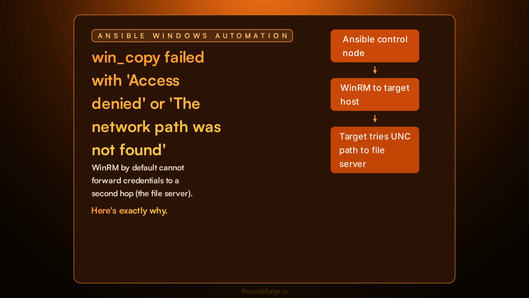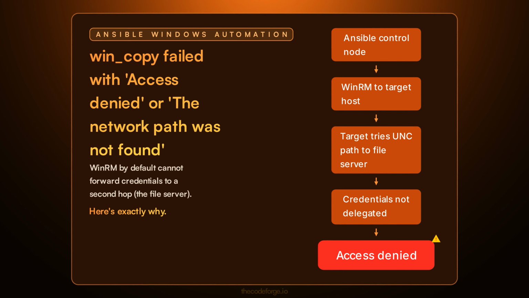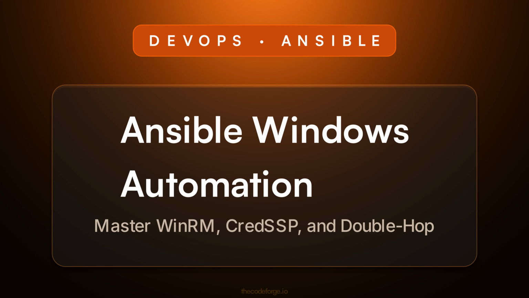Your Win copy just failed with access denied on a UNC path. The real culprit? WinRM's double hop limitation. Let's break down Ansible Windows automation, how it works, and the exact mistake behind that failure.